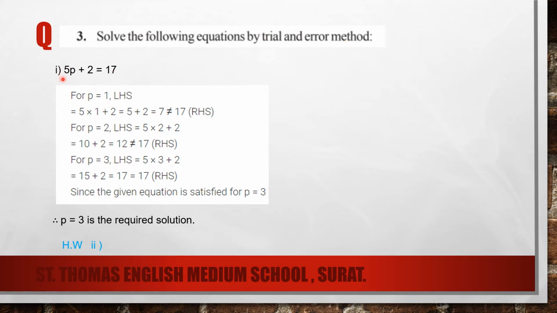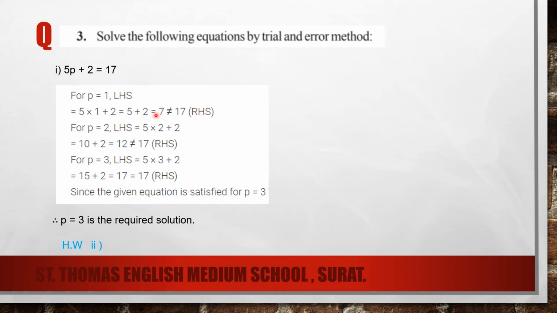Question number 1. 5p plus 2 is equal to 17. So I am taking different values here. First, p is equal to 1. What is LHS here? 5p plus 2, p is 1. So we can write it like this: 5 multiplied by 1 plus 2. 5 ones are 5, 5 plus 2 is 7. But RHS here is 17. 7 is not equal to 17. That means LHS is not equal to RHS.